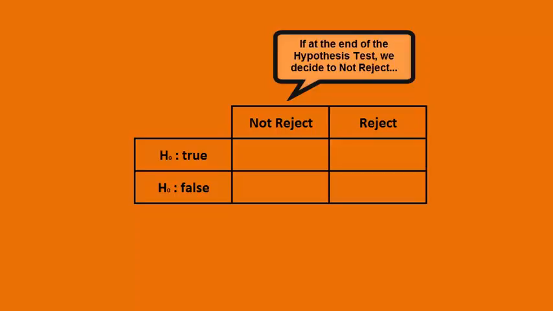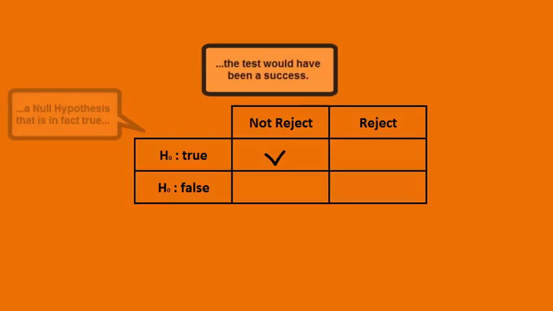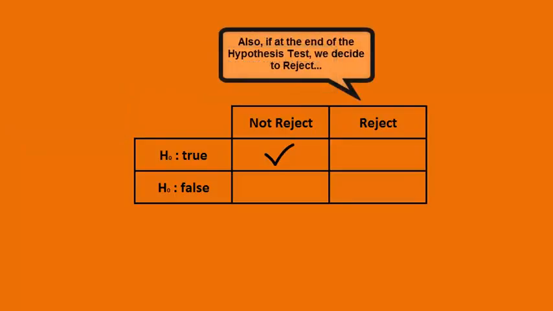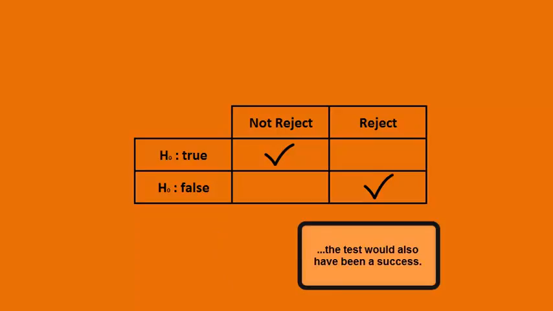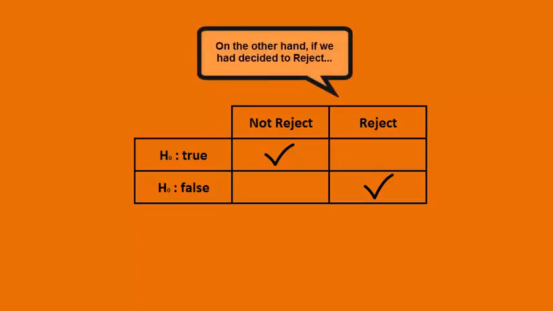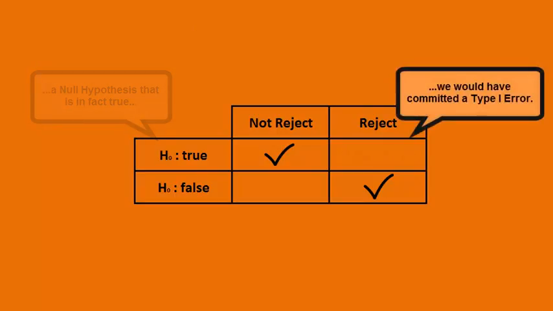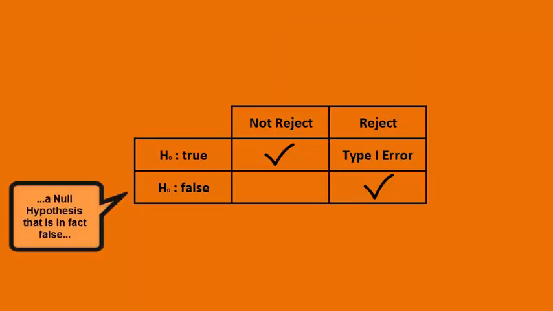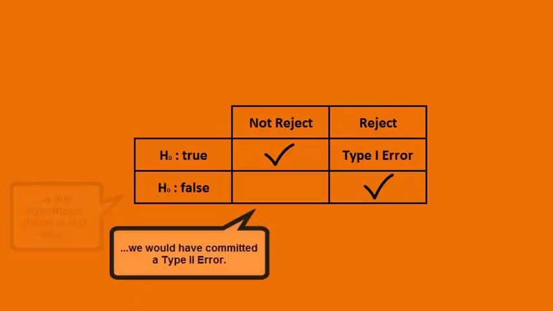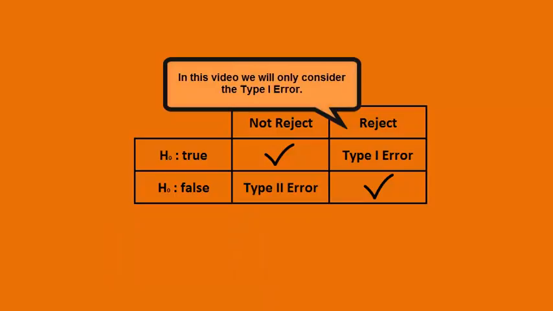If at the end of the hypothesis test we decide to not reject a null hypothesis that is in fact true, the test would have been a success. Also, if we decide to reject a null hypothesis that is in fact false, the test would also have been a success. On the other hand, if we had decided to reject a null hypothesis that is in fact true, we would have committed a type 1 error. If we had decided to not reject a null hypothesis that is in fact false, we would have committed a type 2 error. In this video, we will only consider the type 1 error.